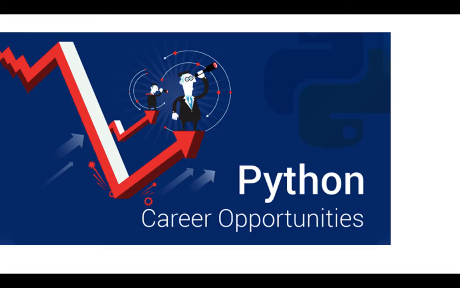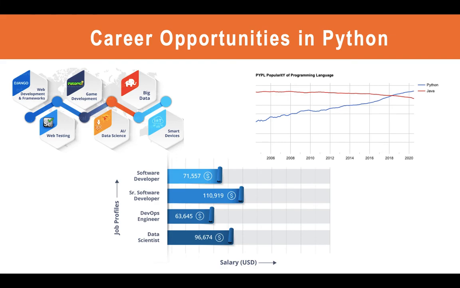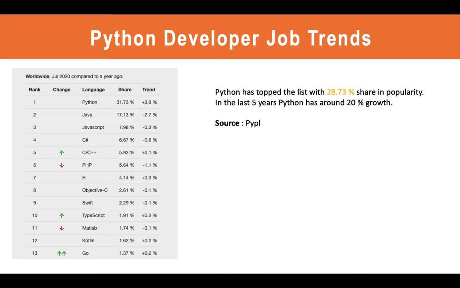Now, there are career opportunities once you go through these things, like software developer, senior software developer, DevOps engineer, data scientist. So those who are willing to work in the data science sector can go with the AI part, data science, as a data scientist, data analyst, data engineer, data designer. So things are there.